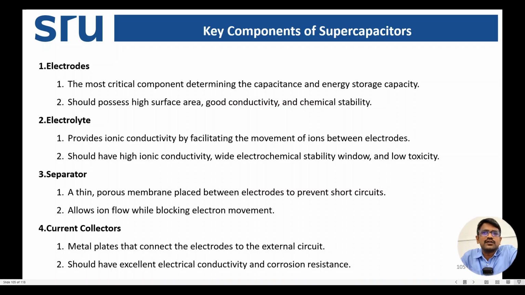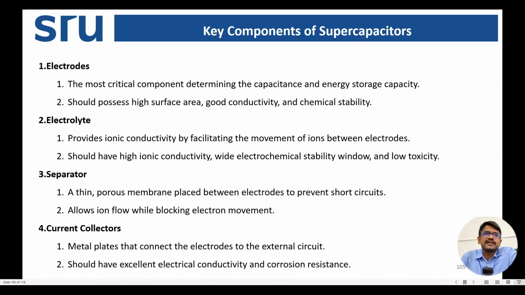Without high surface area, we cannot store more energy. Without chemical stability, it cannot sustain long cycles, because we keep on charging, discharging, charging, discharging. So we need a balanced material, with high surface area, good conductivity, and good chemical stability. That's why electrodes are a very important component in supercapacitors.